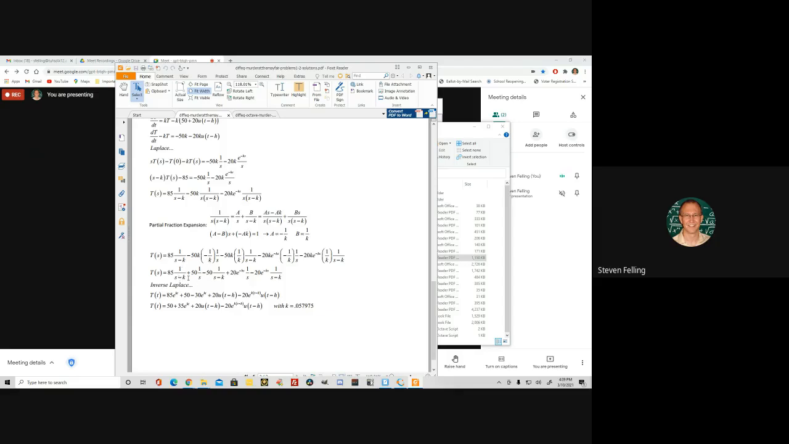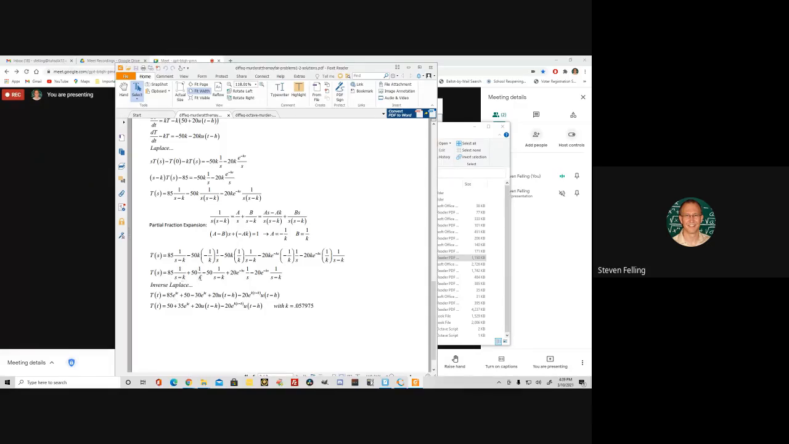So you have a term with 1 over s minus k, a term with 1 over s, another term with 1 over s minus k, a 1 over s with an e to the negative hs, and a 1 over s minus k times e to the minus hs. Now we want to go back to the time domain by doing the inverse Laplace transform. So the left side becomes temperature as a function of time now instead of the Laplace variable s. And so this 1 over s minus k becomes e to the kt.